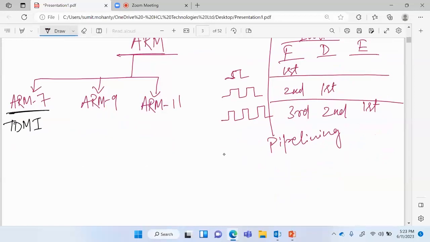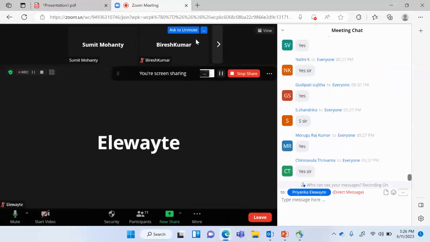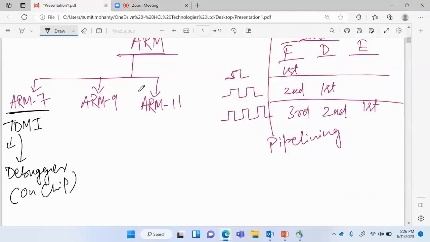TDMI means T is for Thumb instruction set. That means it can support a 16-bit instruction set also, which only we will be using. Okay, D is what? There is a debugger, an on-chip debugger. That means you can program it and you can check whether your program is executing properly or not. So if any mistake is there, you can debug. Someone was asking, so pipeline is because we are using it so that it becomes faster.